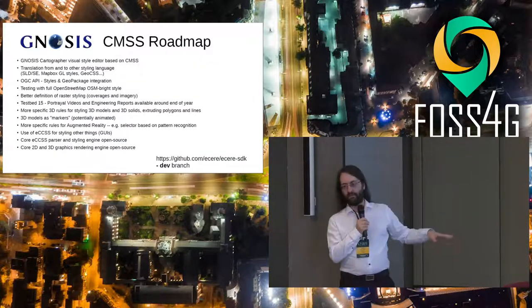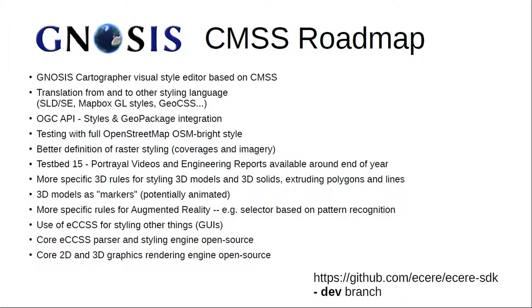And this is the roadmap for the work ahead. It's still all very heavily in development. At the bottom here, you can find the repository where a lot of the source code for this is. Currently, the core CCSS parser and the styling engine are all open source. Our 2D and 3D graphics engine, the core of it, is also open source. One of the things we're doing right now is improving our style editor to really use this CCSS model and make it easy to edit. We're also working on translation to and from other styling languages, including SLD, Mapbox GL styles, and eventually we'd like to do GeoCSS, which GeoServer supports.